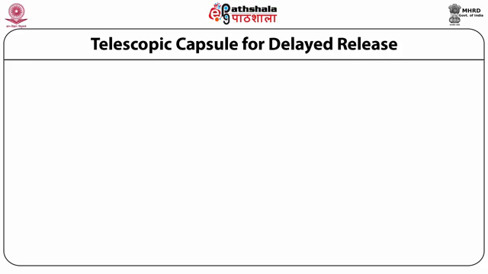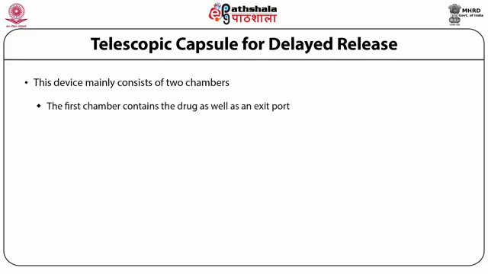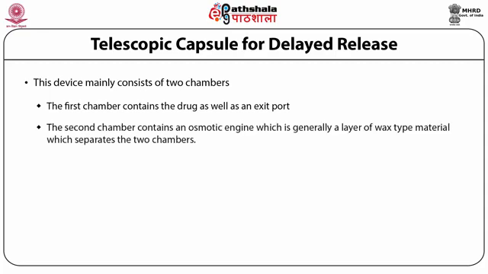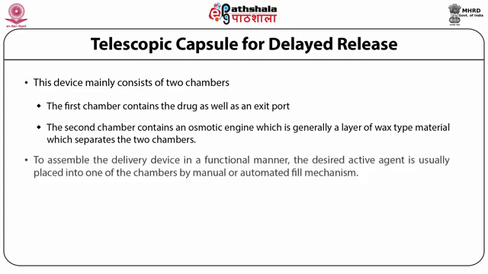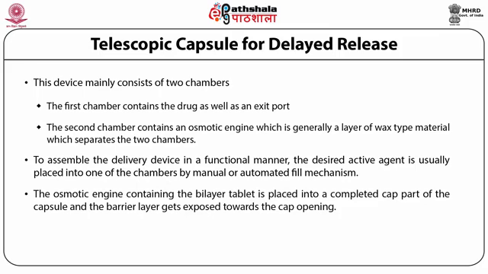So let's discuss the telescopic capsule for delayed release. This device mainly consists of two chambers. The first chamber contains the drug as well as the exit port, that is, the orifice to release the drug. The second chamber contains an osmotic engine, which is generally a layer of wax type material which separates the two chambers. The next important point with this structure is that to assemble the delivery device in a functional manner, the desired active agent is usually placed into one of the chambers by a manual or automatic fill mechanism. The osmotic chamber in the system contains a bilayer tablet, and it is placed into the complete cap part of the capsule, and the bilayer gets exposed toward the cap opening.